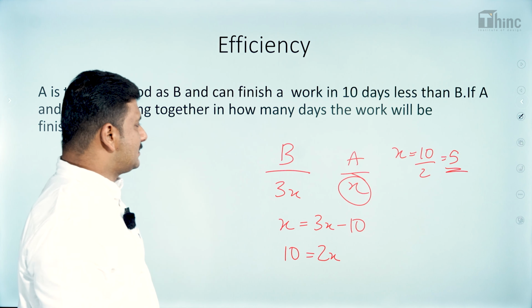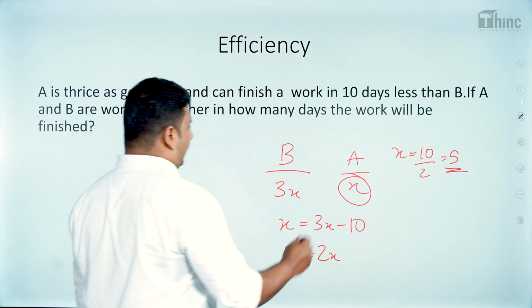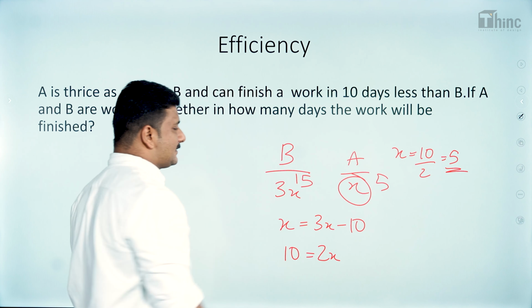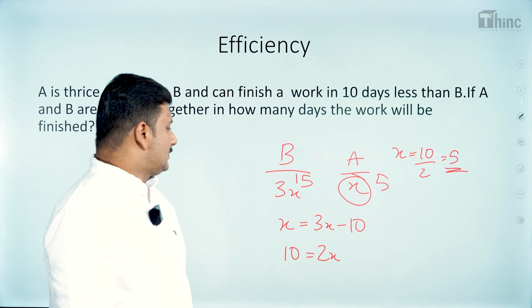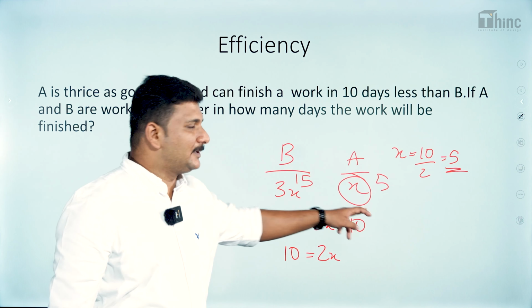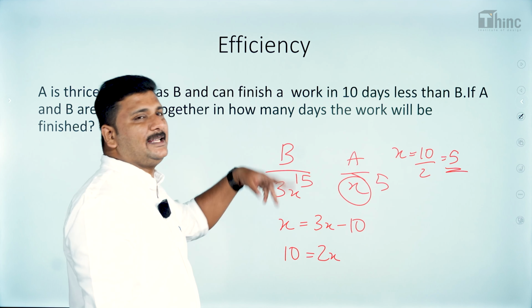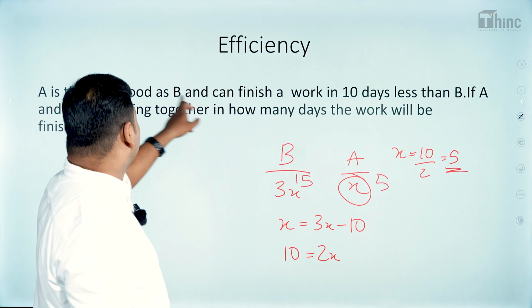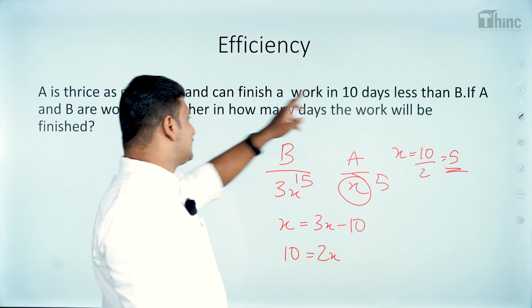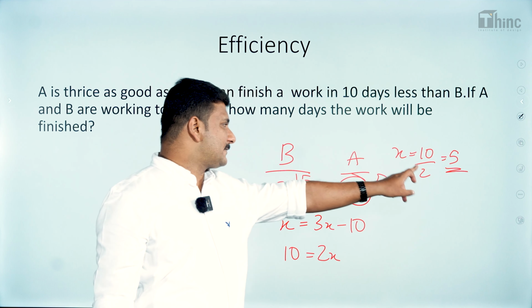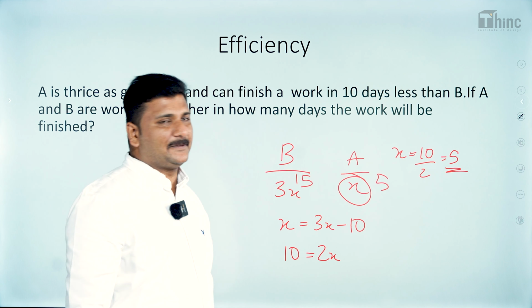So what is the meaning of this? A takes 5 days to finish the work and B takes 3 into 5, 15 days, to finish the same work, right? So I'll repeat this again. A is thrice as good as B. That means if A takes x days, B takes 3x days. And x is 3x minus 10 because the time taken by A to finish the work is 10 days less than the time taken by B. So we got x as 5. So A takes 5 days and B takes 15 days.